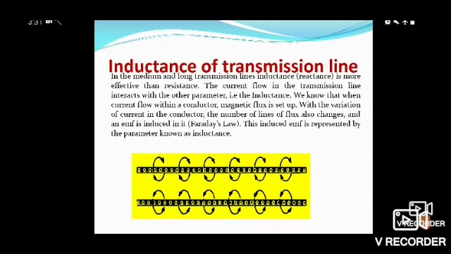That means with the variation of current in the conductors, the number of lines of flux changes, and an EMF is induced. That is Faraday's law. The induced EMF is represented by the parameter known as inductance. So that is the inductance of a transmission line.